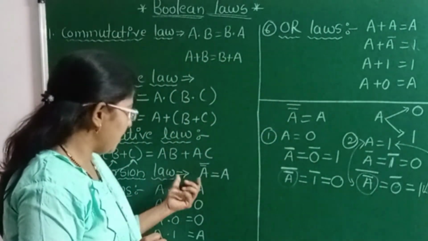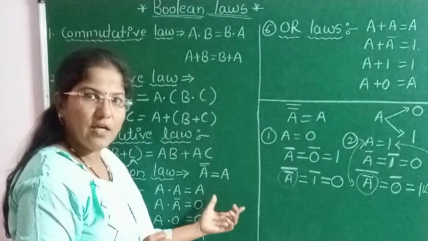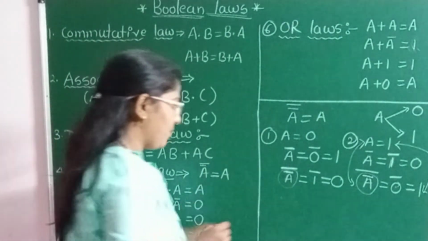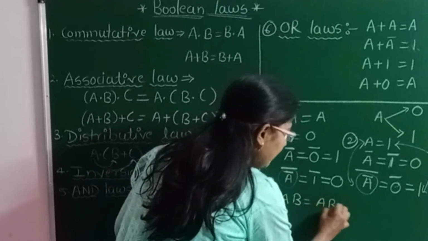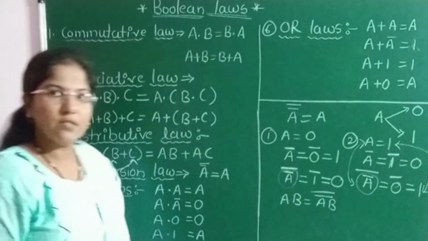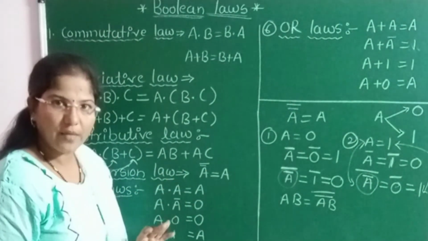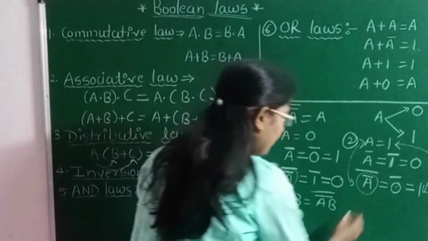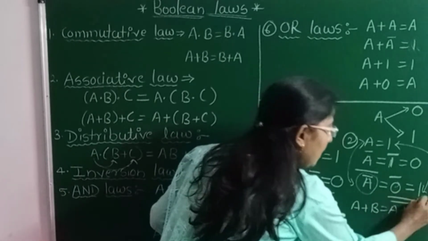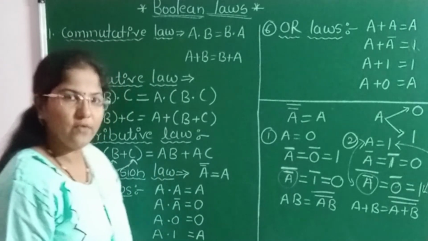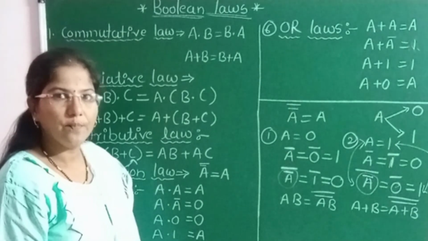Here to explain the inversion law I have considered only a single variable, but this law is correct for any number of variables. For example, suppose I have A into B. We can write this A into B as AB double complement, because as I told you, the inversion law says A double complement is equal to A. This is the same for the OR operator also. A plus B is equal to A plus B double complement. So this is how we can apply the inversion law whenever you are going to simplify any Boolean expression.